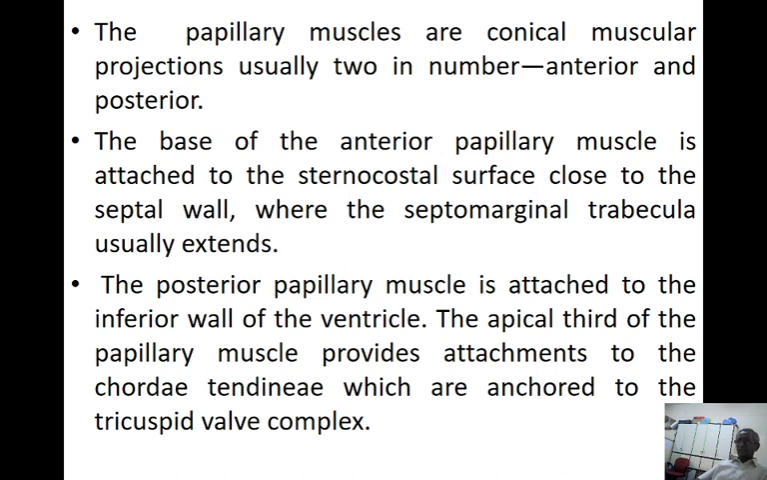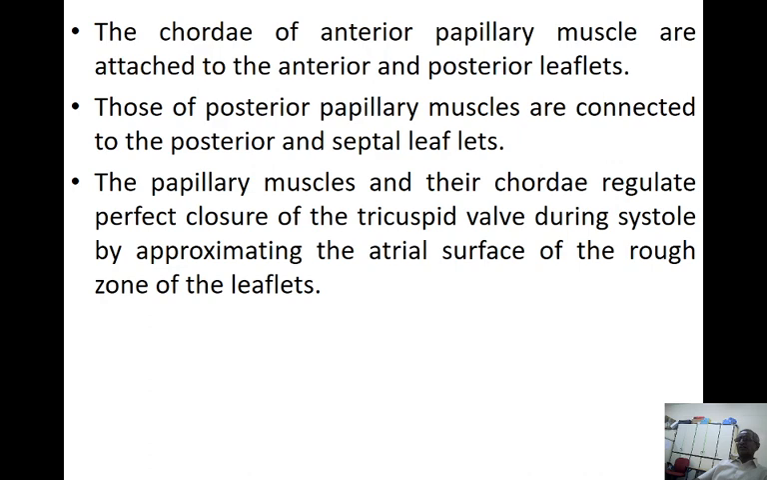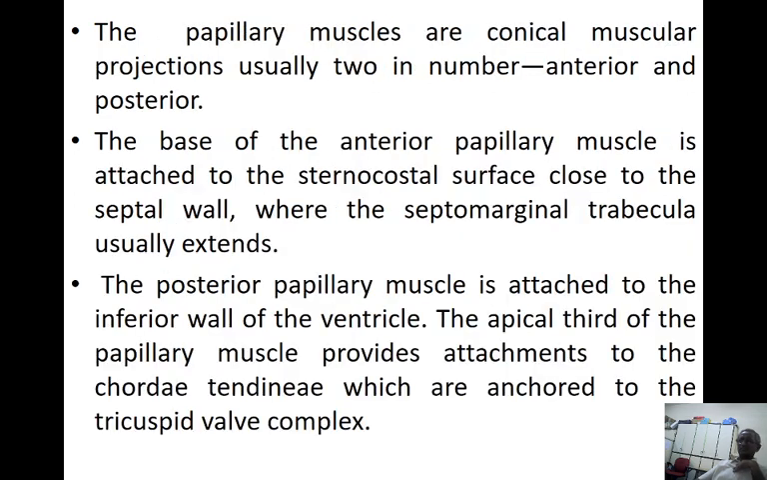The apical part of the papillary muscle provides attachment to the chordae tendineae, which are anchored to the tricuspid valve. The chordae of the anterior papillary muscle are attached to the anterior and posterior leaflets, and those of the posterior papillary muscle are connected to the posterior and septal leaflets. The papillary muscles and their chordae regulate perfect control of the tricuspid valve during systole by approximating the atrial surface of the rough zone of the leaflets.